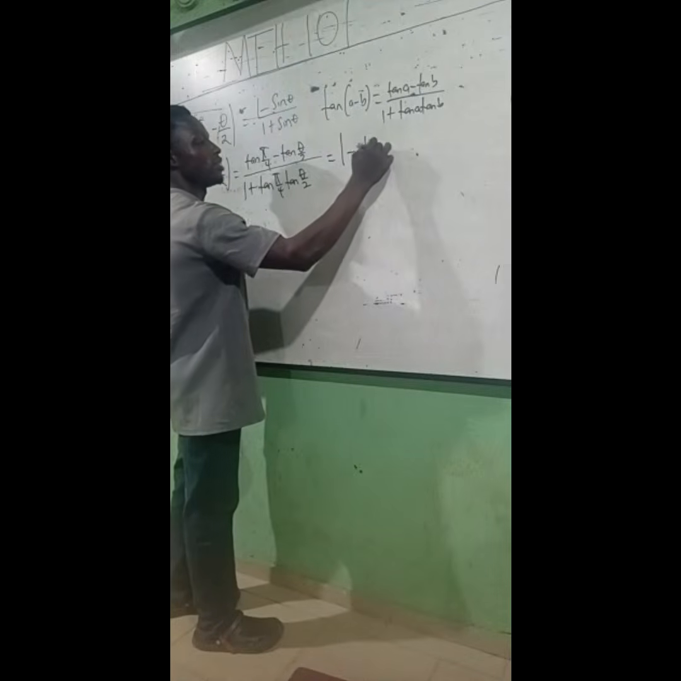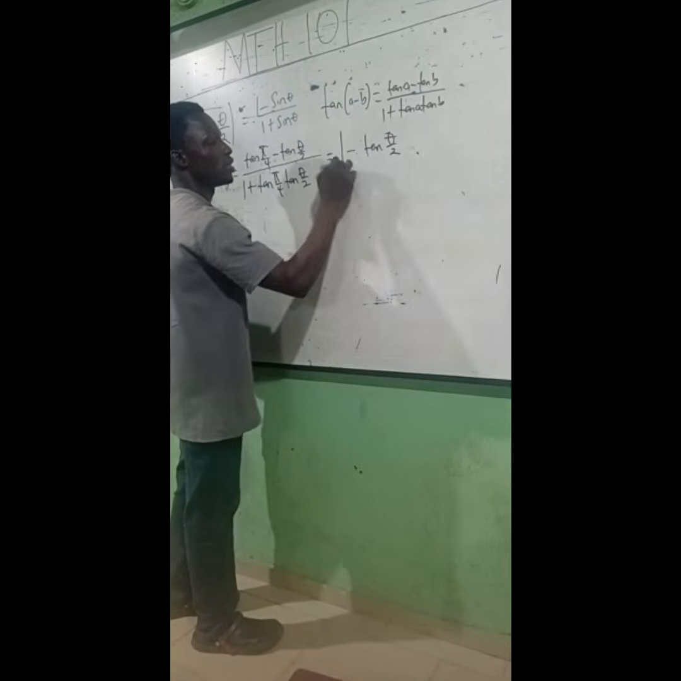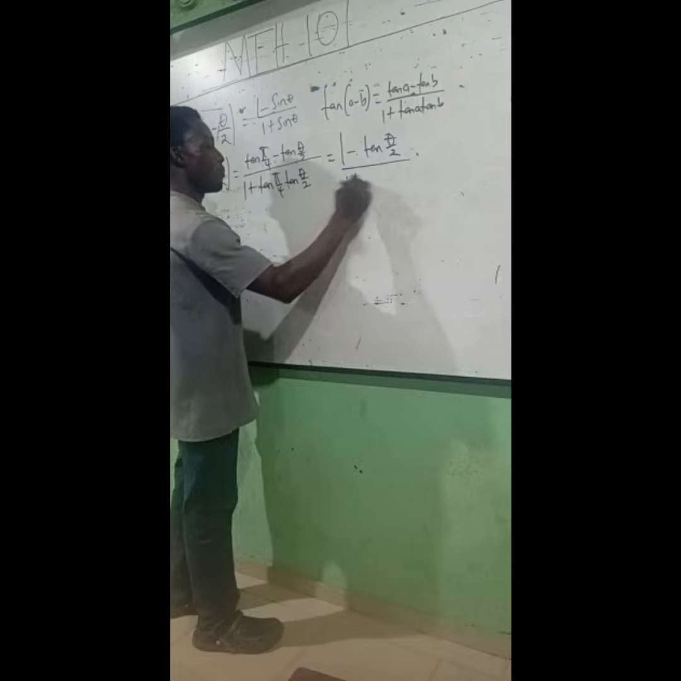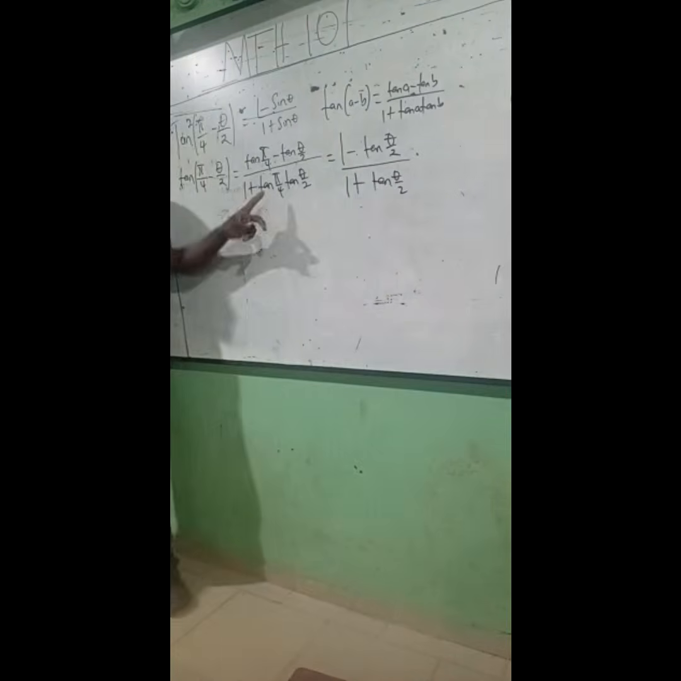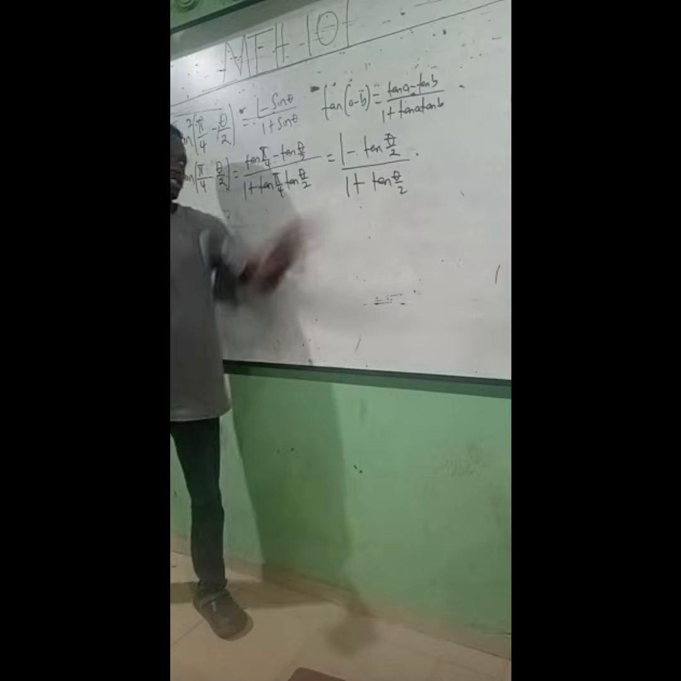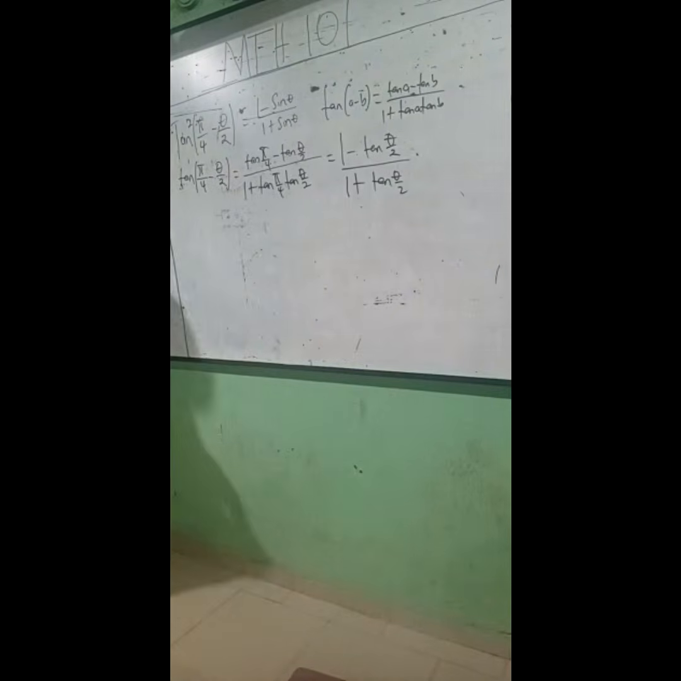1 minus tan theta over 2 divided by 1 plus tan theta over 2. So this one will give me 1 times tan theta over 2. So tan 5 over 4 is 1. 1 times tan theta over 2 is tan theta over 2. Is it clear to that part?